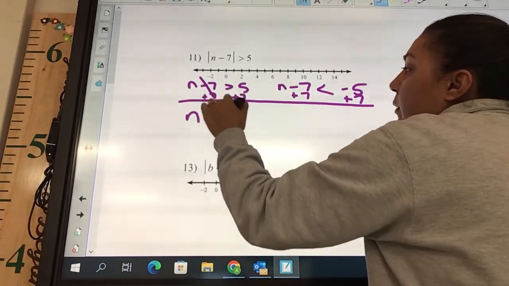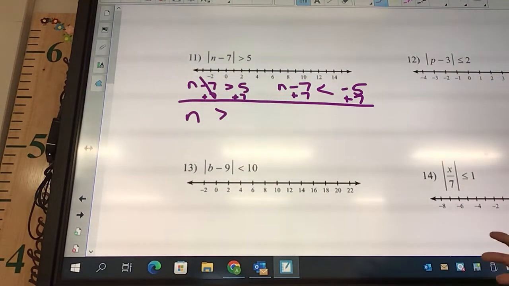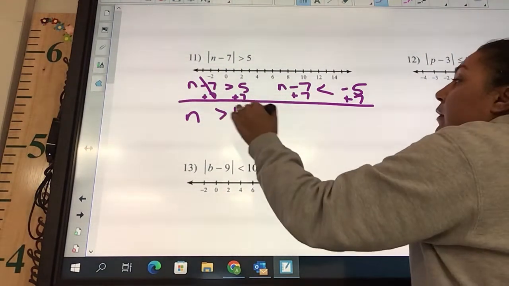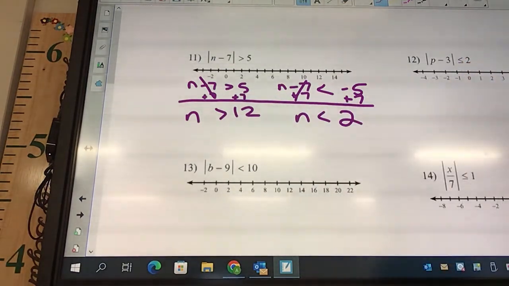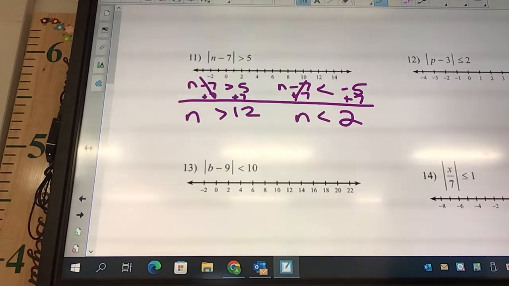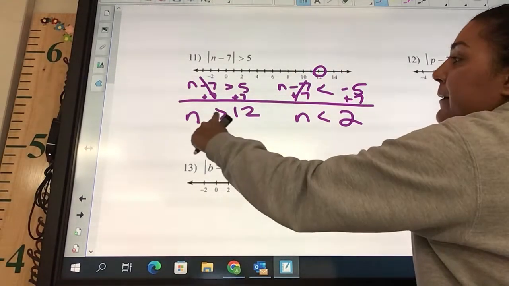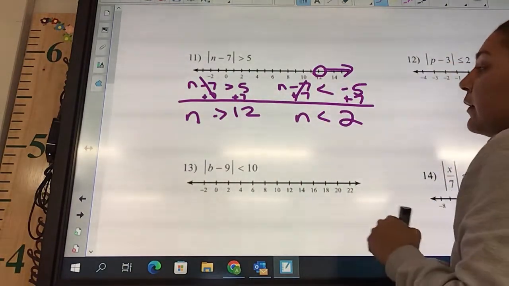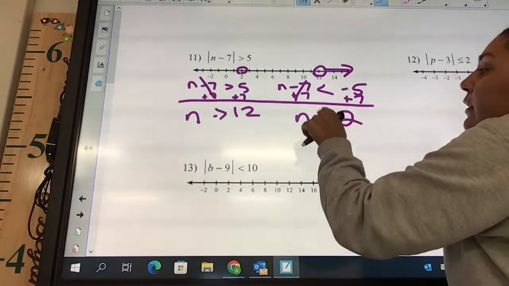So for this one, I got 7, 8, 9, 10, 11, 12. And then I got 2. Okay, so on the 12, it's going to be open. And it says n is bigger. On the 2, it's going to be open. N is smaller.